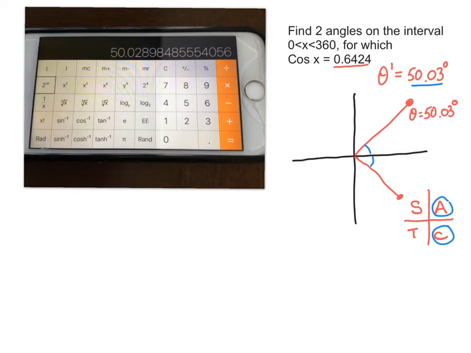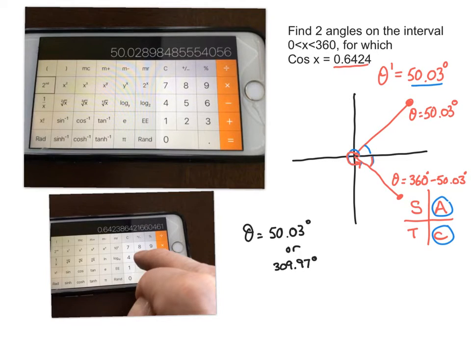So therefore, this angle here, theta, the other angle, will be all the way around here to there. And it's going to be equal to 360 minus 50.03. That's just a bit of geometry. All right, this one is 50.03, so therefore this one's going to be 360 minus. So the two answers are theta equals 50.03 degrees, or 360 minus 50.03 is 309.97 degrees. And we'll prove it now.